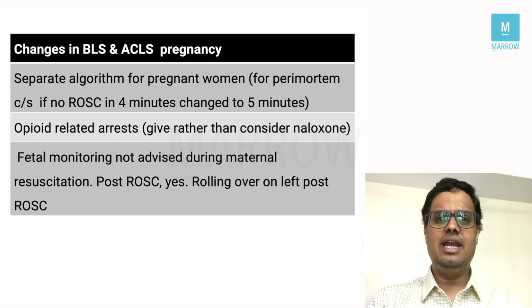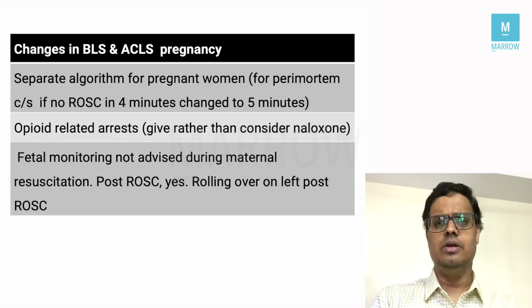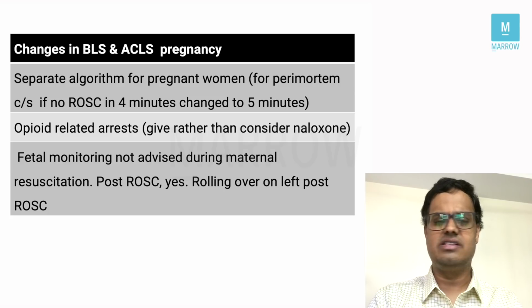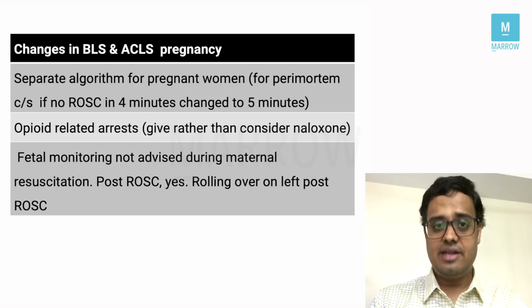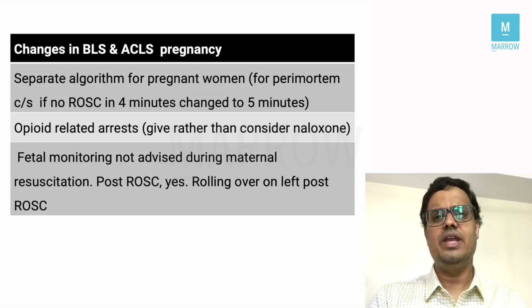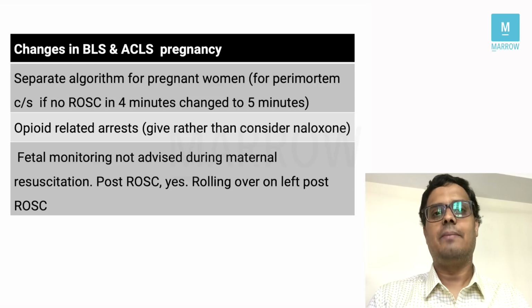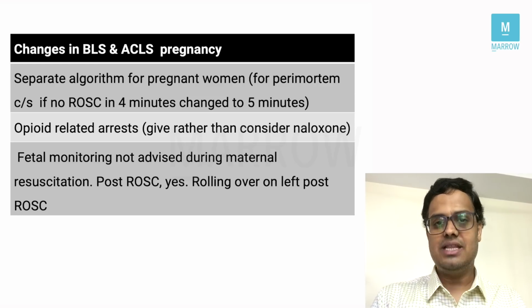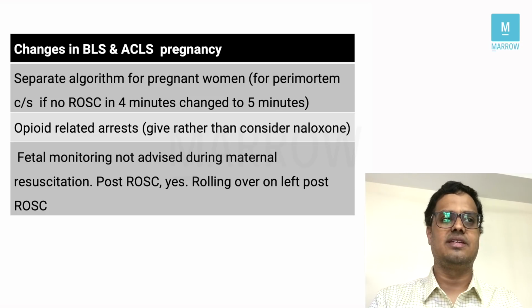And in opioid related cardiac arrest, they say give naloxone. Previously they used to say consider naloxone. Slight change in the English language, that's it, right? And fetal monitoring is not required when you are doing maternal resuscitation. So when you are doing maternal resuscitation, our main goal is to see the mother should survive. If mother is not able to survive within 4 minutes, you have to go for cesarean section.